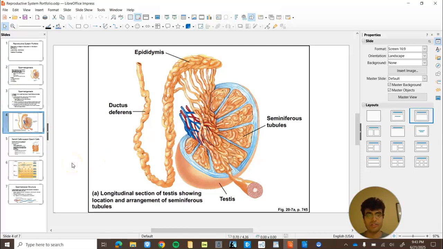And here we have a picture of where that's happening. That's in the seminiferous tubules. So it's going to be moving in this direction. So the spermatogonium is going to start here, and then it's going to go through that whole process that we just described, the spermatogenesis process, and then it's going to become the spermatozoa once it gets towards the lumen side of the seminiferous tubules.